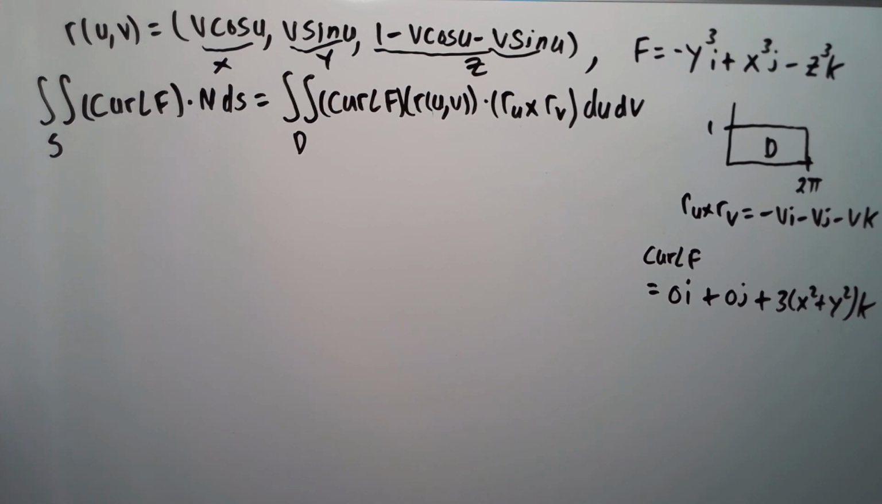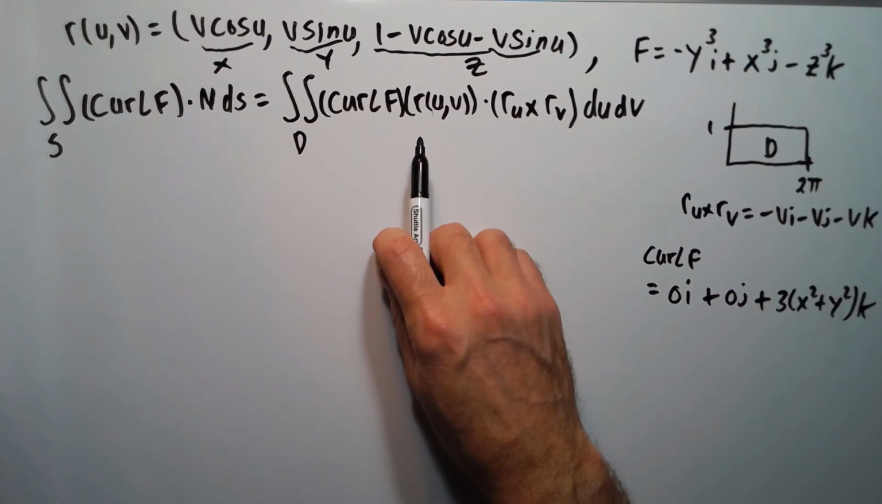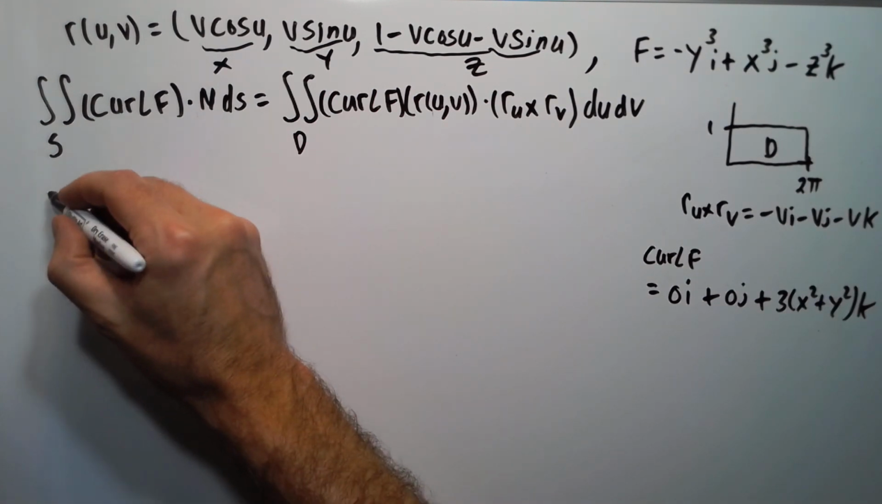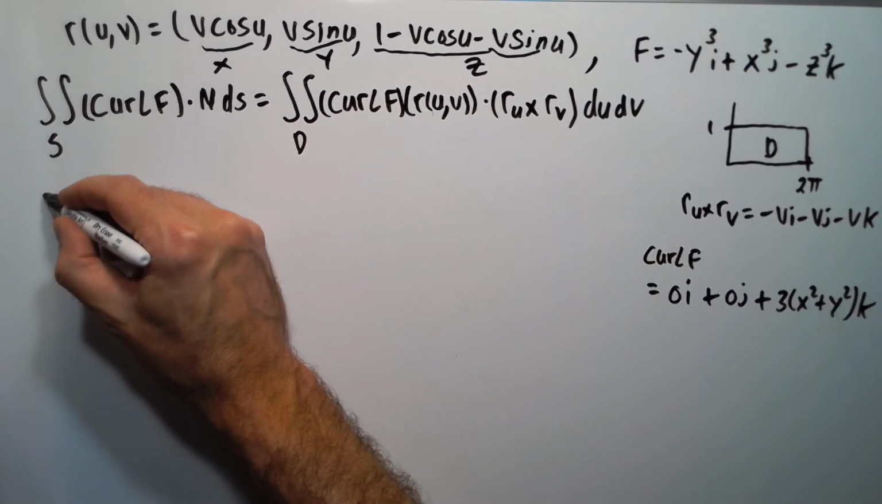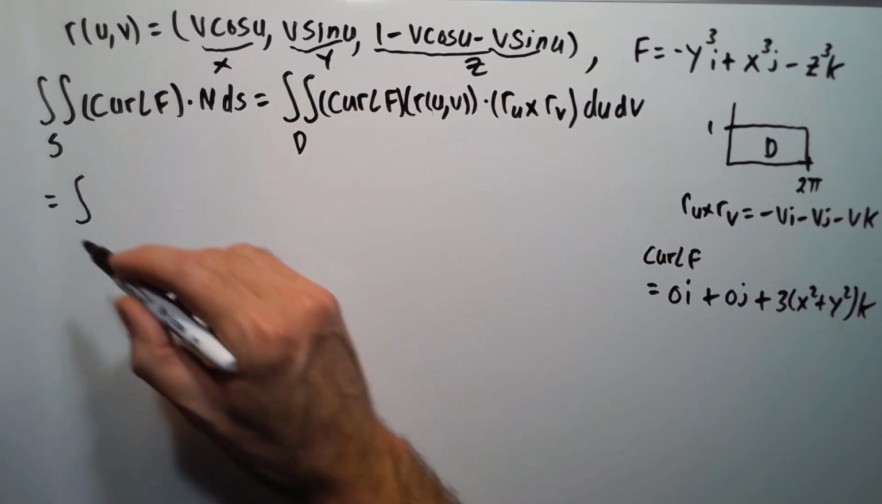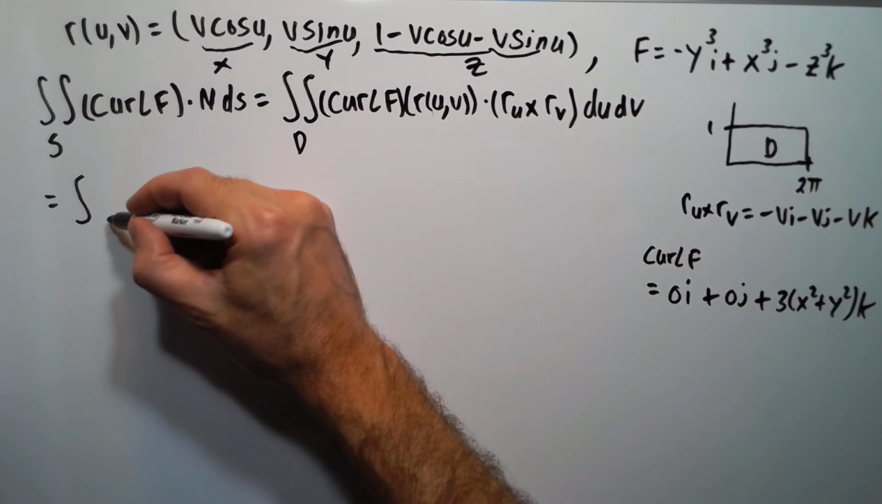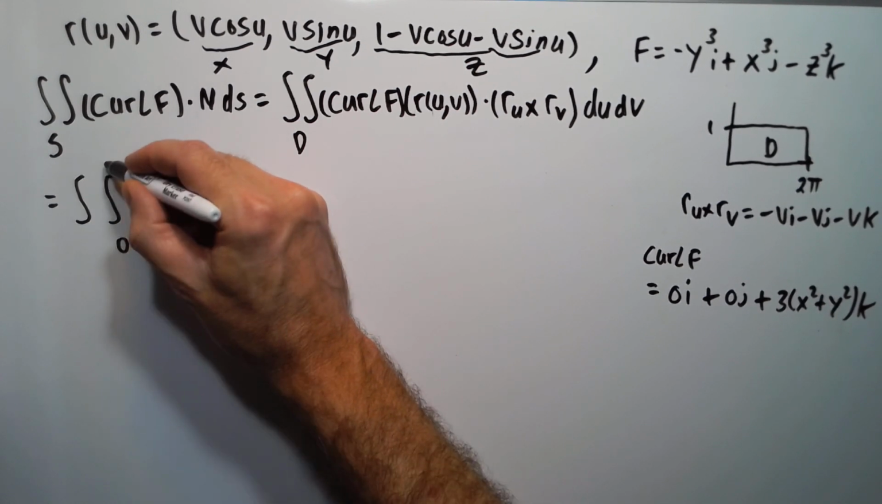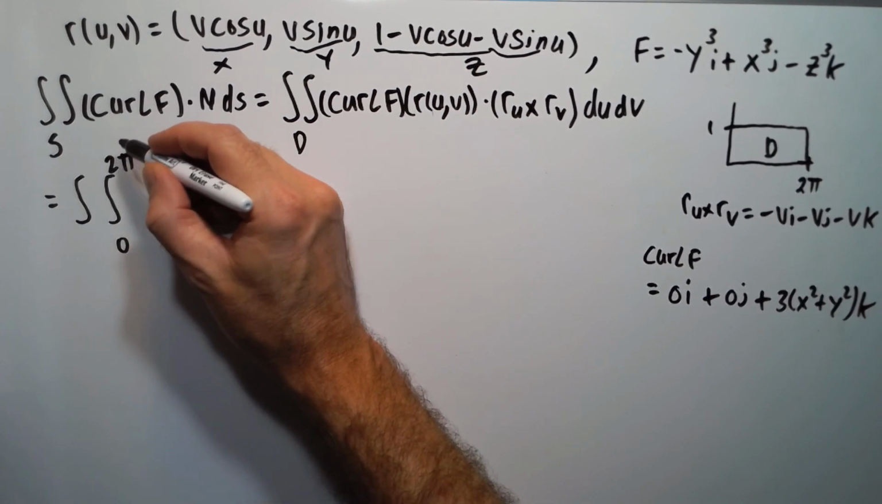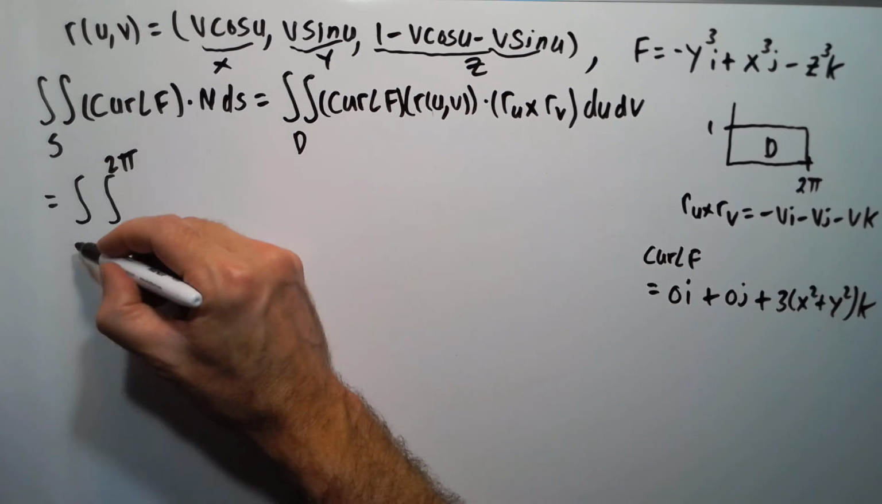Okay, so we've got everything we need now. I have my curl down here. We've got everything we need now to start doing the double integral. So it's equal to the integral over D. D here, we're doing u first. So u goes from 0 to 2 pi on the inner one. v goes from 0 to 1 on the other one.